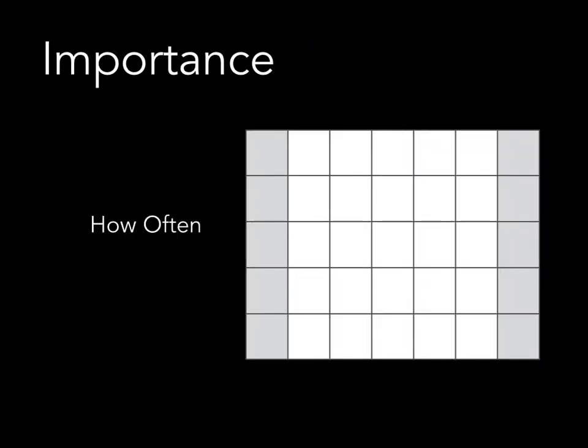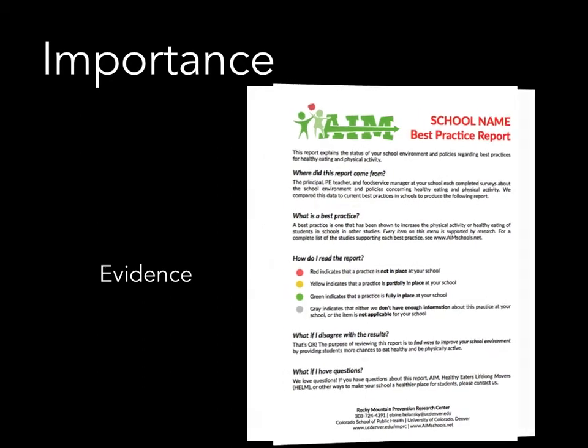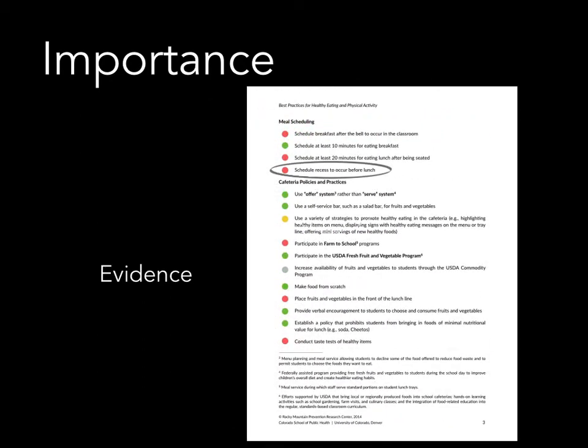Next, we need to think about how often the change will impact students. For example, a change that will happen only once or twice a year is not nearly as important as a change that will provide opportunities for kids to be physically active or eat healthy foods every day of the school year. Finally, what evidence is there to support this change? Has it been shown to work in other schools? Do we know it will increase healthy eating or physical activity? This is the last criteria that we use to evaluate changes for importance.